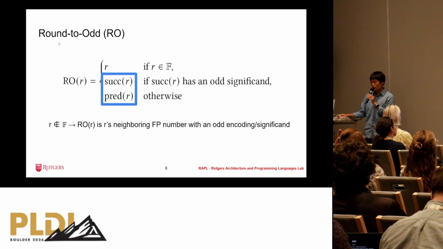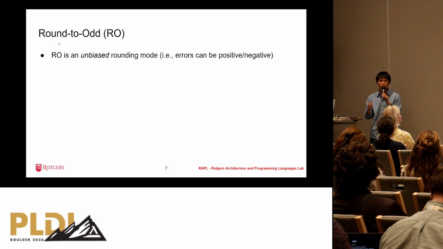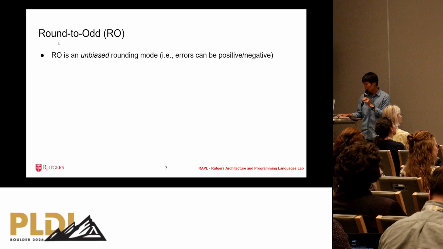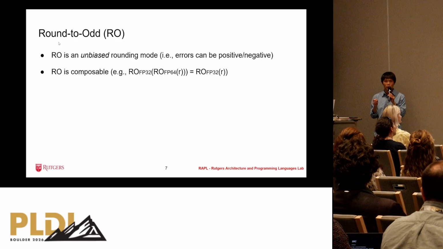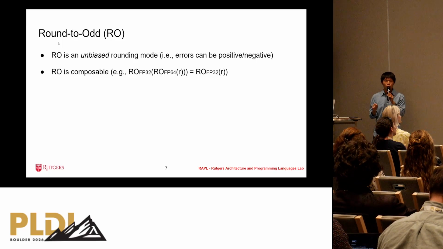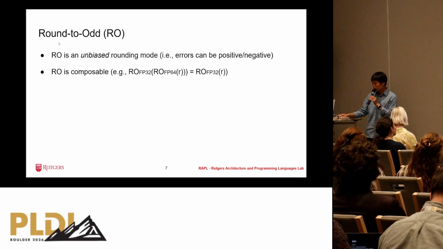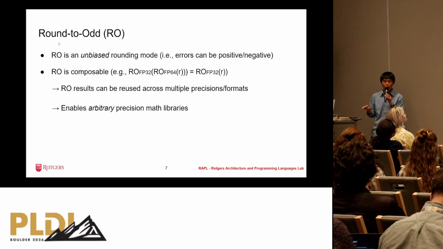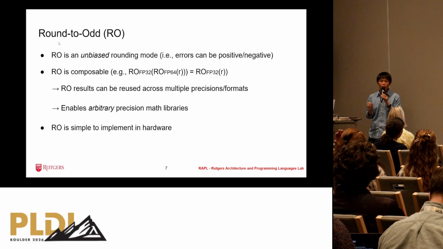Now, round to odd has very useful properties. First of all, it's unbiased, meaning the rounding error can be either positive or negative. So across multiple operations, the rounding errors can cancel each other out. Secondly, round to odd is composable, meaning if you round to an intermediate precision using round to odd and round again to a target format, it will give you the same result as rounding once directly to the target format. So this means that if you have a correctly rounded round to odd result for a high precision format, you can reuse the result across multiple formats. And lastly, as you may have inferred from the previous slide, round to odd is very simple to implement in hardware and is a good fit for accelerators.